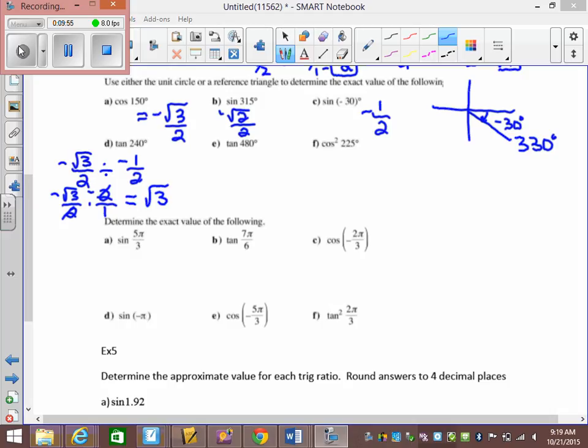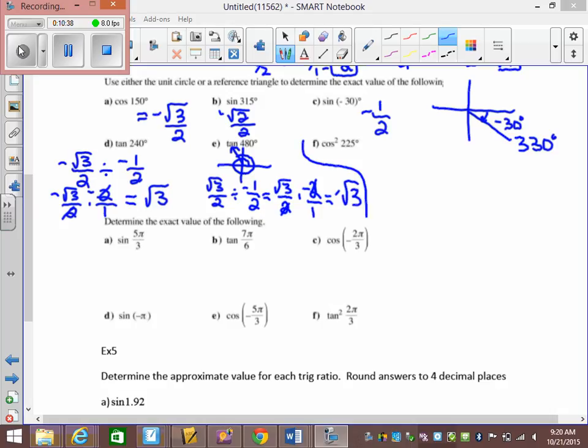Tan of 480. What is tan of 480 coterminal with? Tan of 120, because we're going to go around and then here. So tan of 120 is root 3 over 2 divided by negative a half. So that's root 3 over 2 times negative 2 over 1. The 2's cancel, so it's just negative root 3.